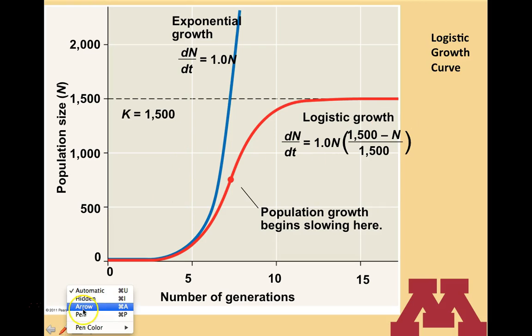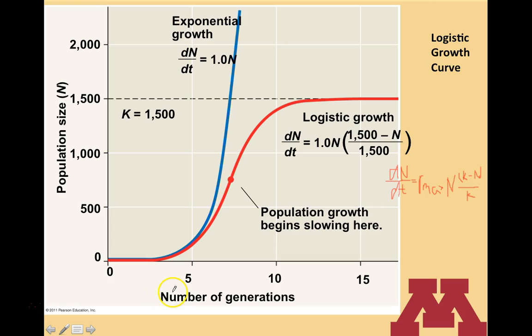So we can represent the equation of this curve as dN/dt equals Rmax times N, times the carrying capacity minus population size, divided by the carrying capacity.